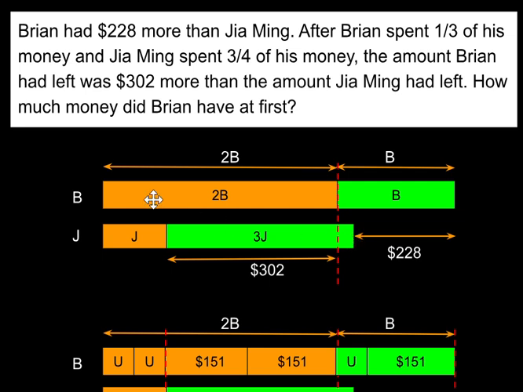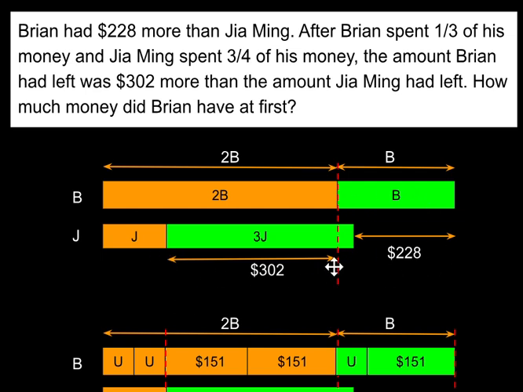What he spent plus what he had left must be the initial amount that they have. The difference in the initial amounts was 228, so I have the number 228 here. Now you have the model that's ready.